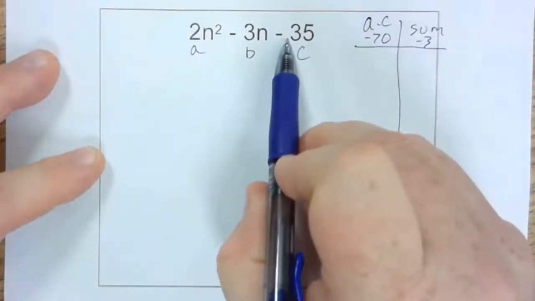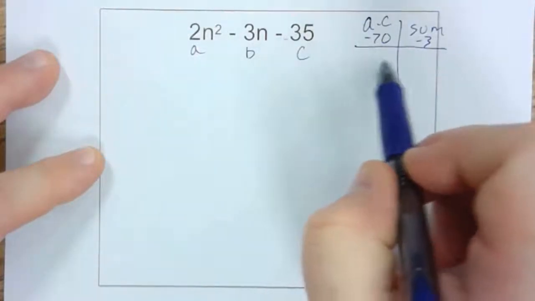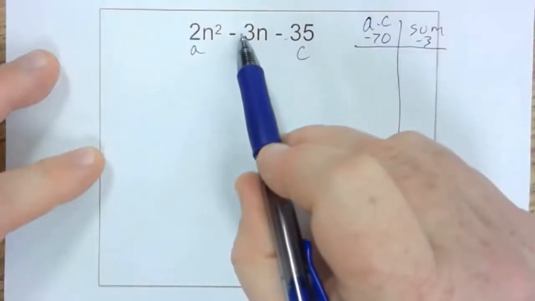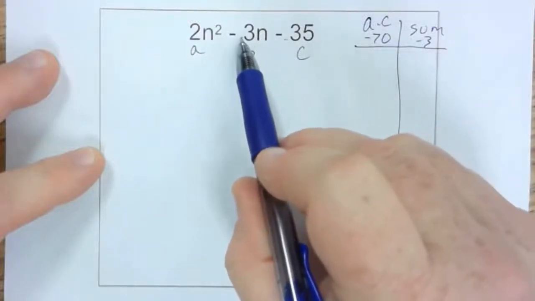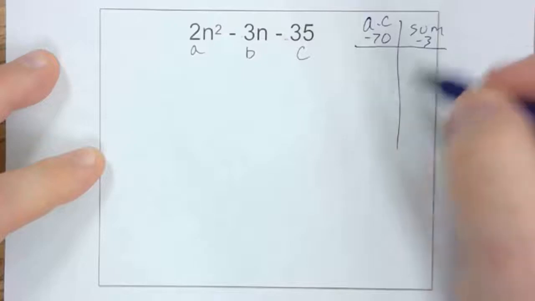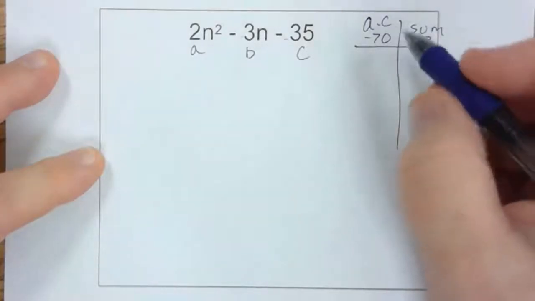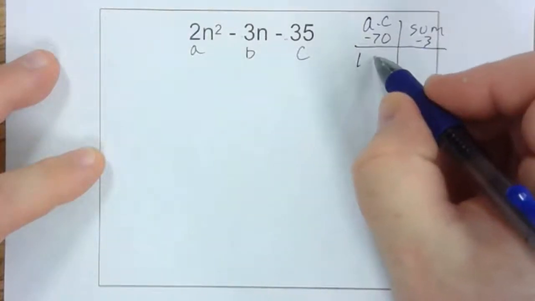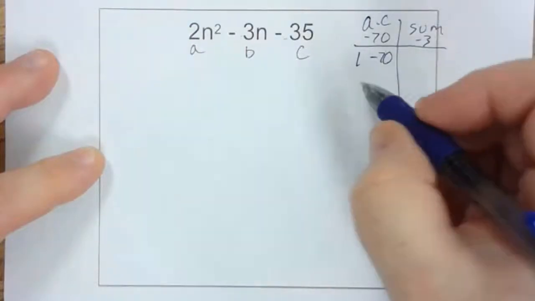I've got a negative sign here, which means the two factors are opposite signs. Since this one is negative in the middle, it means my bigger factor is negative, so I'm going to keep the negatives on the right-hand side. So we want to list the factors of negative 70. They are 1 and negative 70. That gives me a negative number.